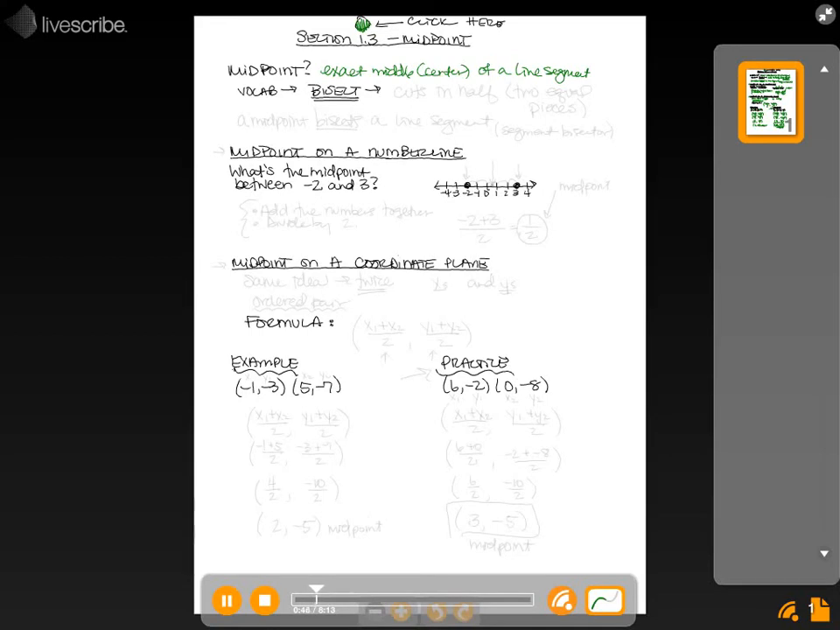Now I've got a vocabulary word here that goes along with midpoint, a very important vocabulary word. It's the word bisect. What bisect means is that it cuts in half, or into two equal pieces. Okay, and that's what a midpoint does. A midpoint bisects a line segment.